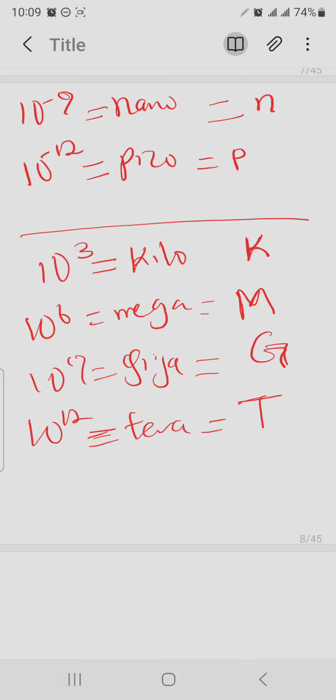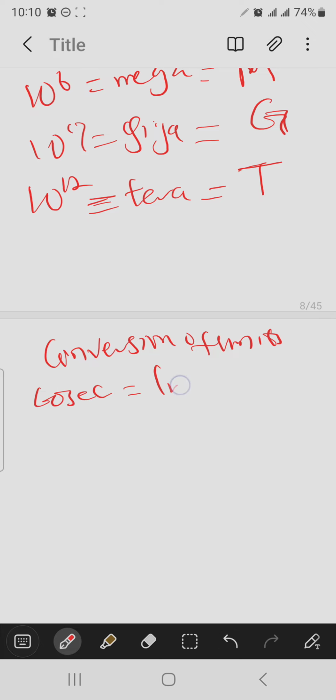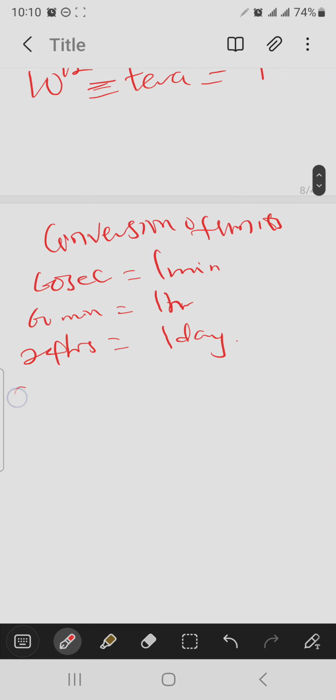So another one is a conversion of units as well. When we convert units, one of the things you need to understand here is this. You know that we have 60 seconds equals to 1 minute, 60 minutes equals to 1 hour, 24 hours equals to 1 day. We have 86,400 seconds equals to what? 1 day.